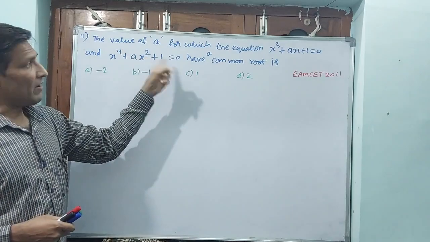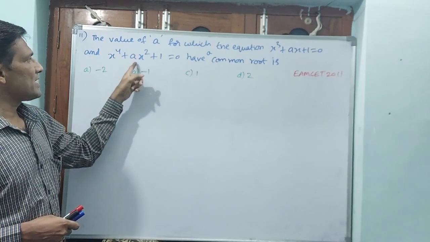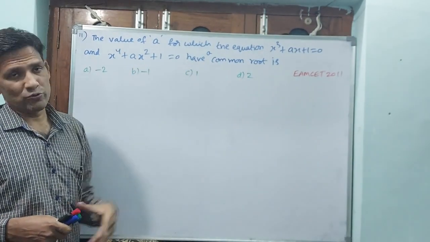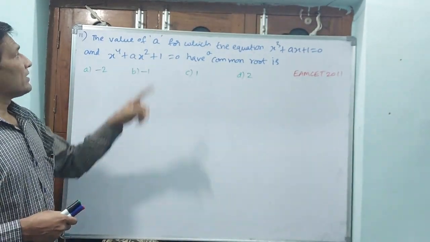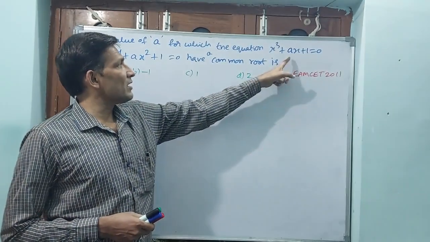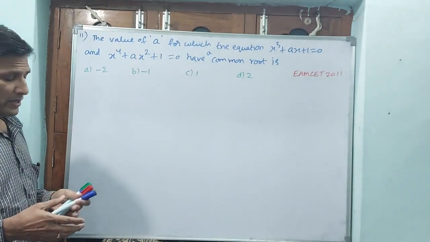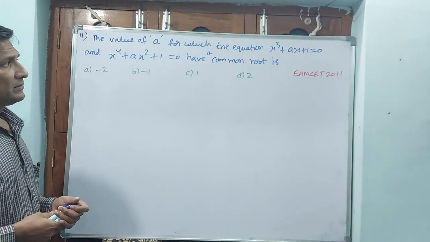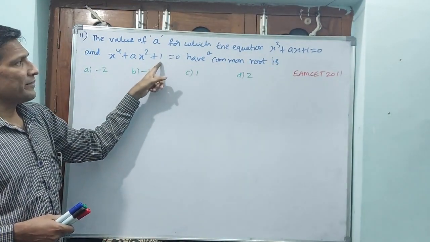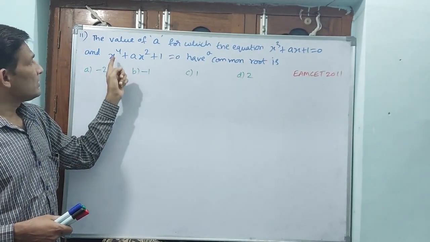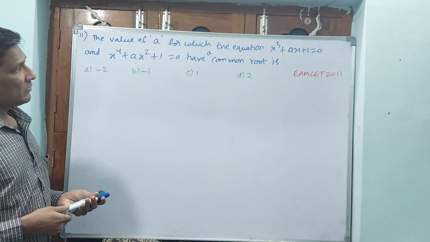The value of a for which the equation x cube plus ax plus 1 equal to 0 and x to the power of 4 plus ax square plus 1 equal to 0 have a common root is. Both equations have a common root and they are asking the a value, because a is present here and here. To find it, in all such questions, observe carefully; one similarity may be there. x cube plus ax plus 1 is there here, and x to the power of 4 plus ax square plus 1 is there. If you take x common, x cube plus ax plus 1 is going to appear. That is the logic here that you have to observe.